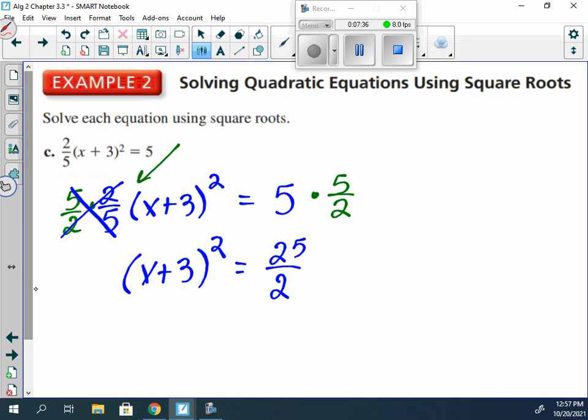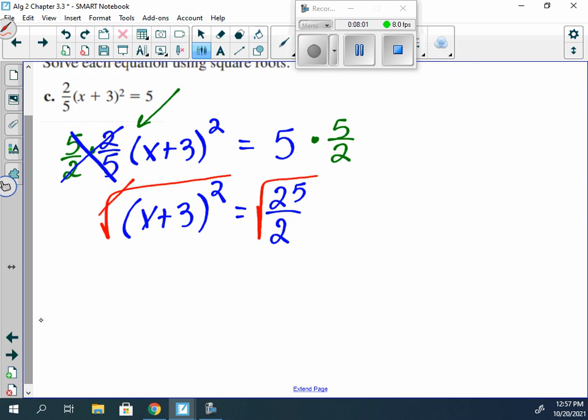Have we gotten the thing that's being squared by itself? If we look at the set of parentheses, is there anything else being multiplied by it? Anything being added or subtracted from it? No, because we just have this set of parentheses squared by itself. So we can use the square root method, take the square root of both sides, because the square root and a square will cancel, leaving us with x plus 3 is equal to plus or minus. Because whenever we take the square root of both sides, we have to include the plus or minus.